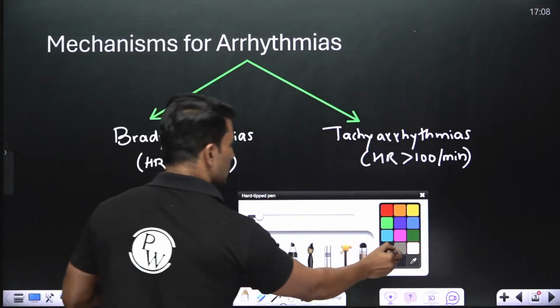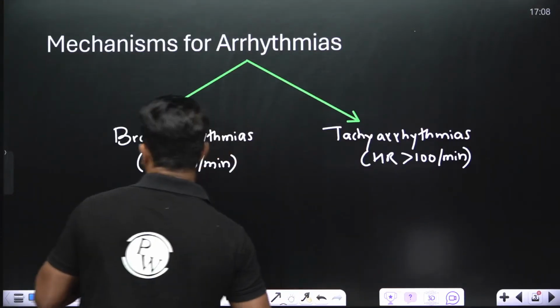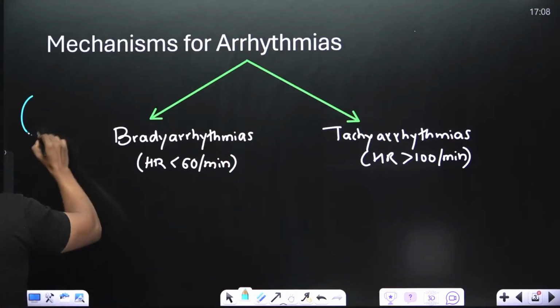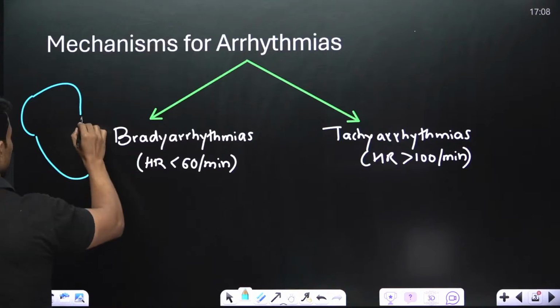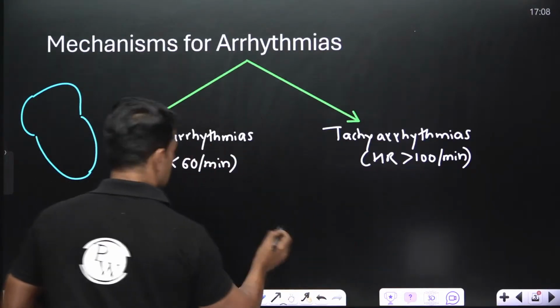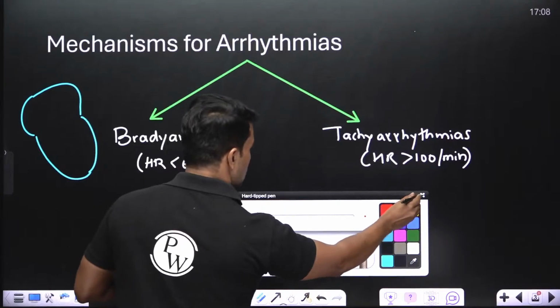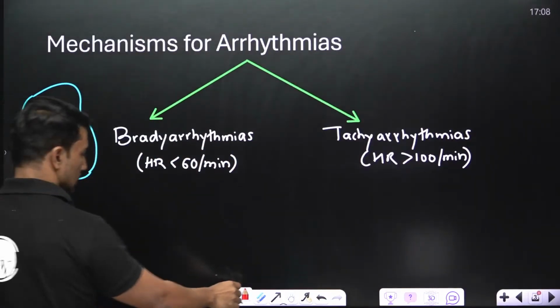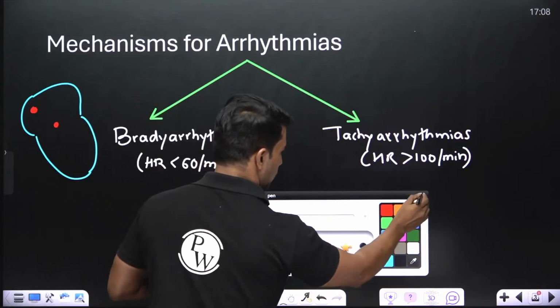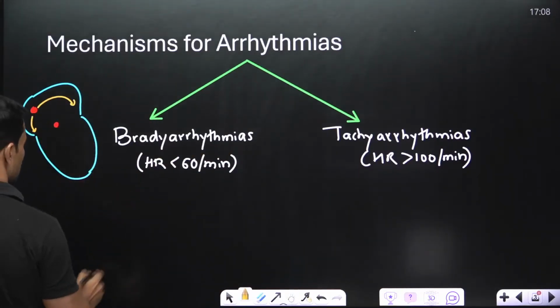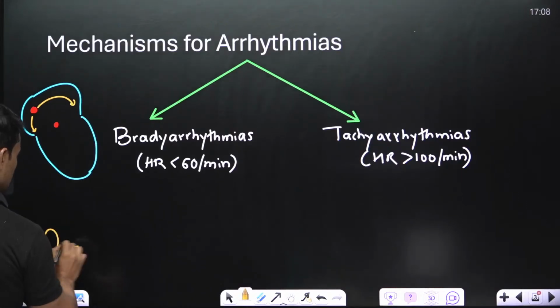Okay. Now, what can be the mechanism? Why does someone develop an arrhythmia? To understand that, let us take a quick look at the conduction system of the heart, right? Let us say this is my heart. So we all know that the SA node acts as the dominant pacemaker. The SA node initiates an impulse. That impulse from the SA node will reach the AV node, right? On the way, it will definitely cause depolarization of the atria. That will give rise to a P wave on the ECG.